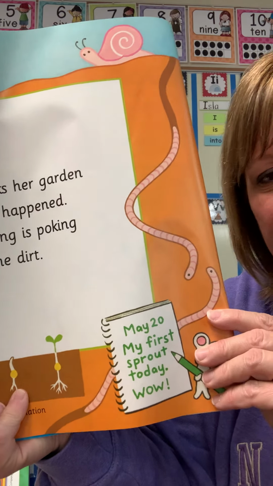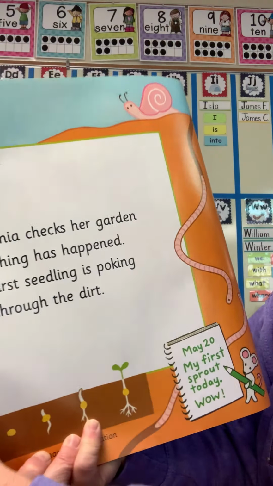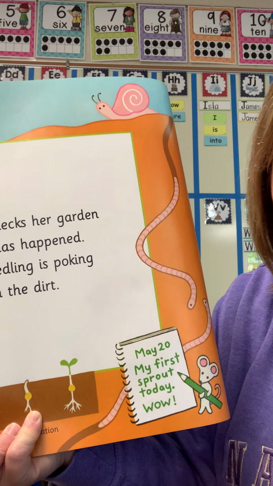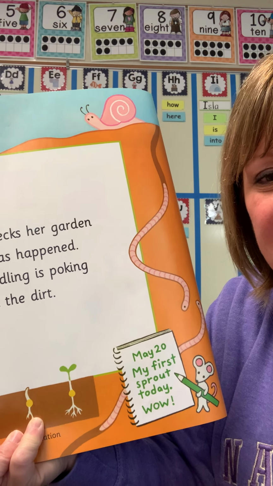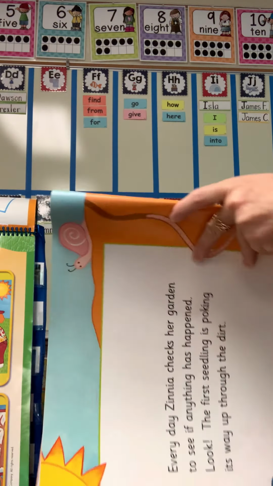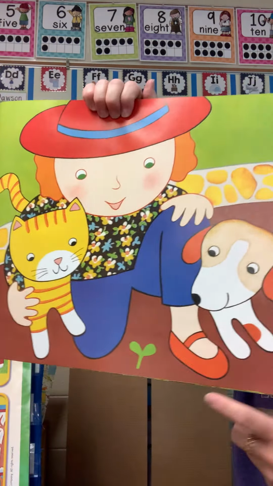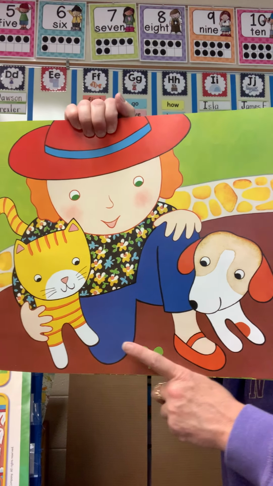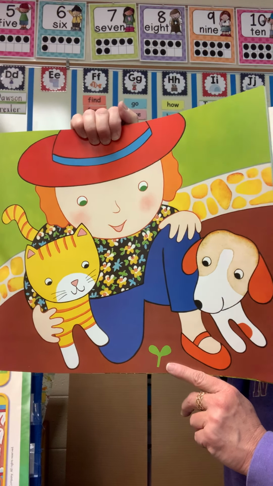Her journal says May 20th, my first sprout today. Wow. Looks like my mouse might be helping her write. Let's see what's on the other page. Here she is looking at her sprout with kitty and puppy, of course.